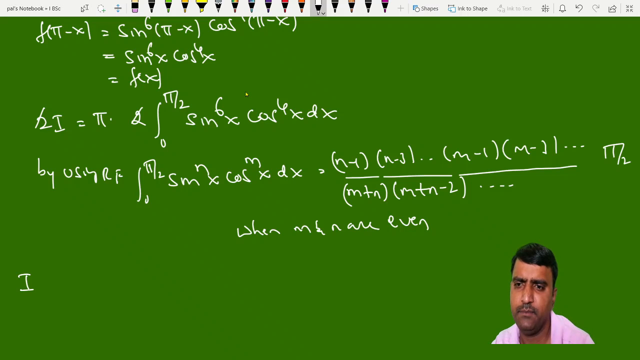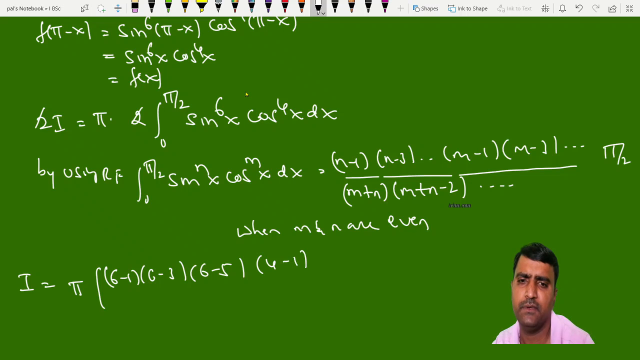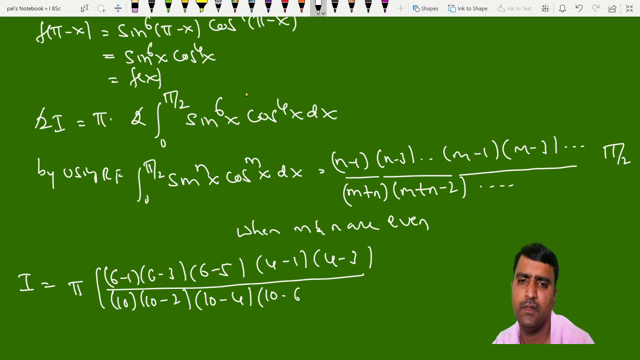So I is equal to pi into, using the reduction formula, n is 6, so you write 6 minus 1 into 6 minus 3 into 6 minus 5, and after that m is 4, so 4 minus 1 into 4 minus 3, divided by 6 plus 4, which is 10: 10 into 10 minus 2, 10 minus 4, 10 minus 6, 10 minus 8, into pi by 2.